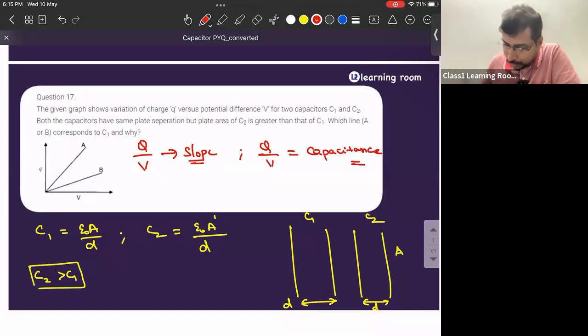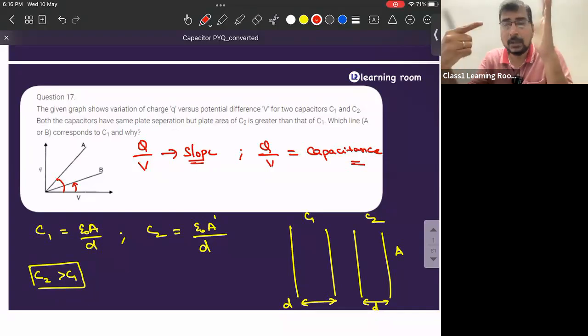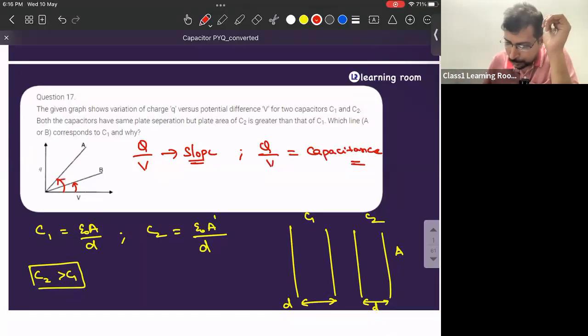Am I right? So if you observe, the slope of a line will be more if it makes more angle with the x-axis. So when the angle is acute, if the line makes more angle with the x-axis, that line is said to have a greater slope. So if you observe, the slope of the lines A and B corresponds to the capacitance of both the capacitors.